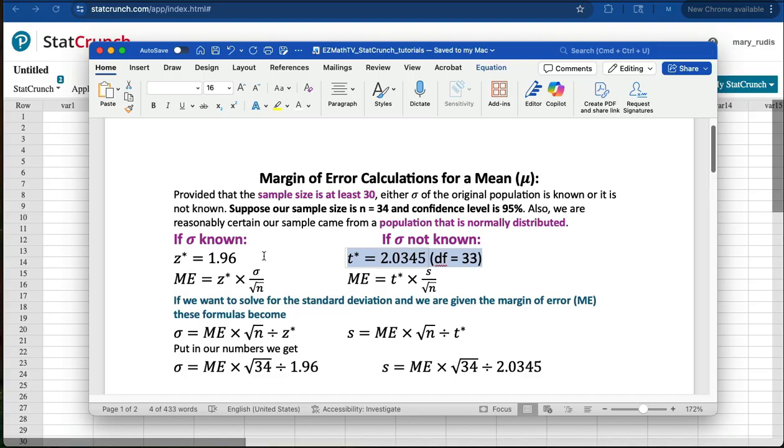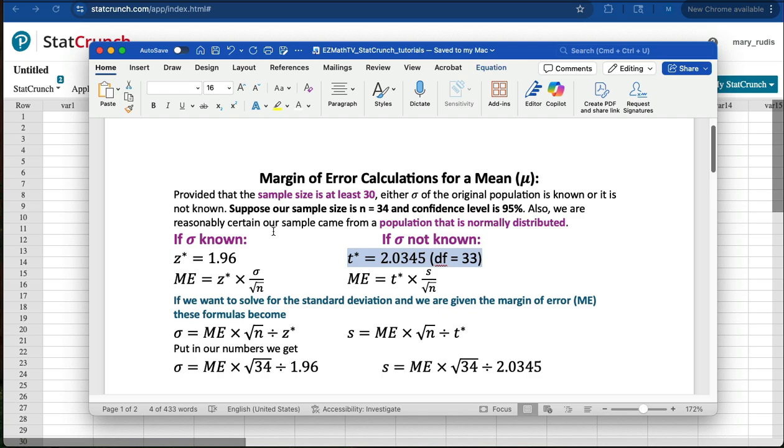The only time you really have this decision to make is when your sample size is at least 30 and you're fairly certain, or reasonably certain, that your population is normally distributed. If you don't have those two things, then you don't even have a choice. You end up having to use the student T distribution in all inference on a mean. Okay, so I just wanted to make that clear.